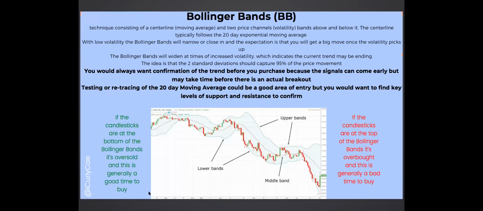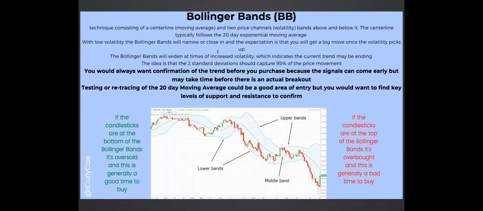Thank you. All right. So now let's talk about the Bollinger Bands. This is a technique consisting of a center line, a moving average, and two price channels. Then the price channel is basically a volatility band above and below the center line. And it typically follows the 20-day exponential moving average.